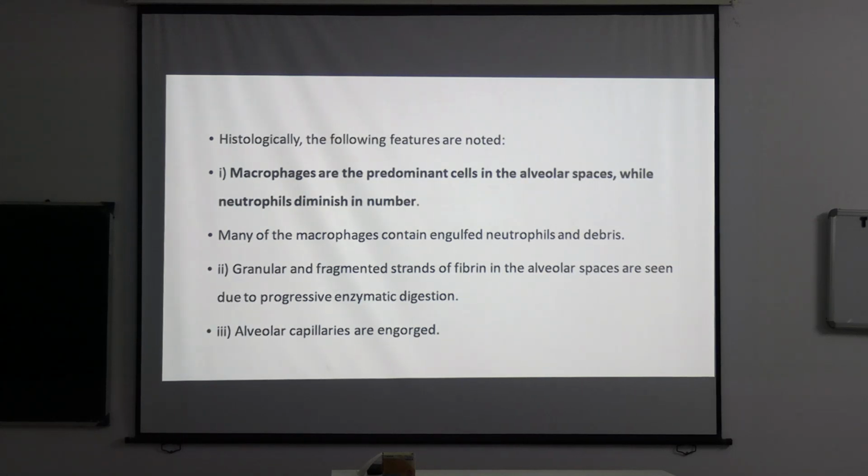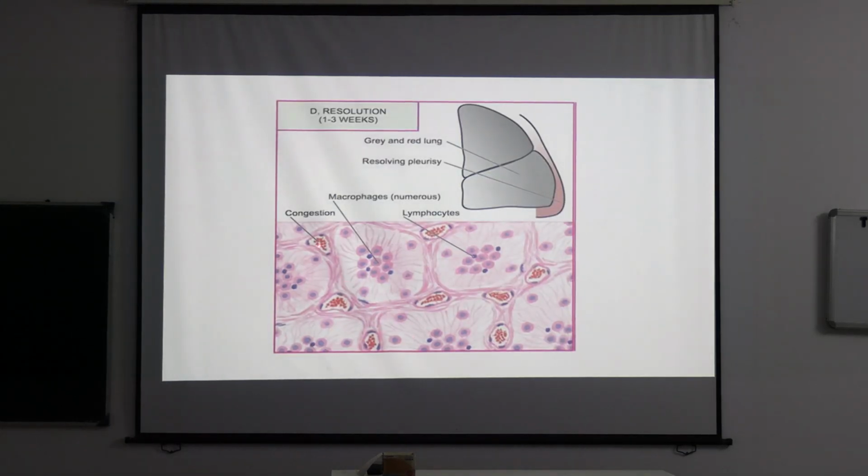Histological features: number 1, macrophages are the predominant cells in the alveolar spaces, while neutrophils diminish in number. Many of the macrophages contain engulfed neutrophils and debris. Granular and fragmented strands of fibrin in the alveolar spaces are seen due to progressive enzymatic digestion. Alveolar capillaries are enlarged. So, you can see these are the congested areas, these are the macrophages. These all are macrophages.